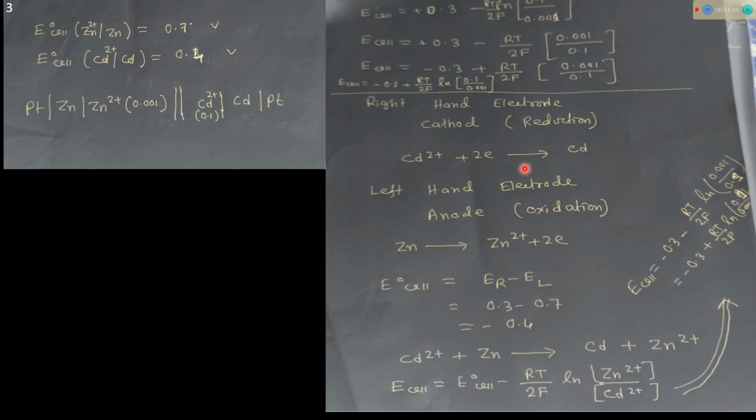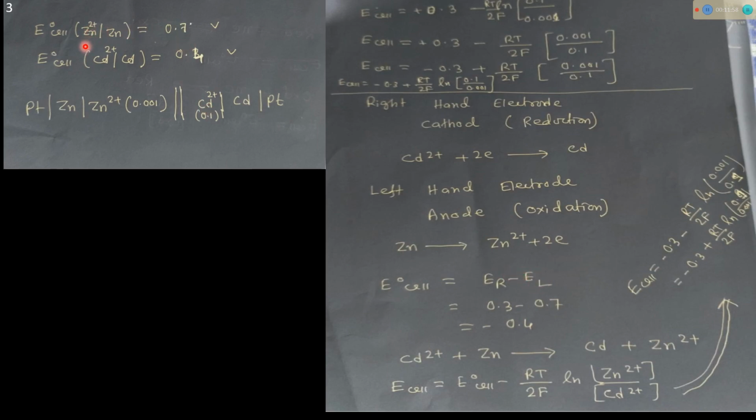So this is the right hand electrode where this reaction will happen: cadmium 2+ accepting 2 electrons becomes cadmium. At the left hand electrode this reaction will happen: Zn releases 2 electrons. So left hand side oxidation occurs, right hand side reduction occurs. But E0 cell, the standard cell potential, is ER minus E left. ER means electrode potential of the right hand cell. Obviously these are reduction potentials: reduction potential of right hand cell minus reduction potential of left hand cell.